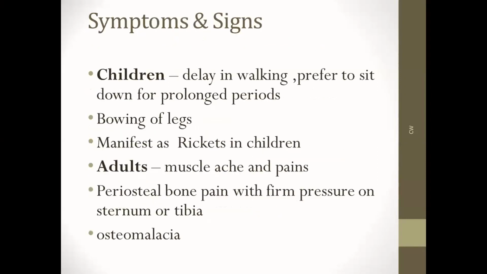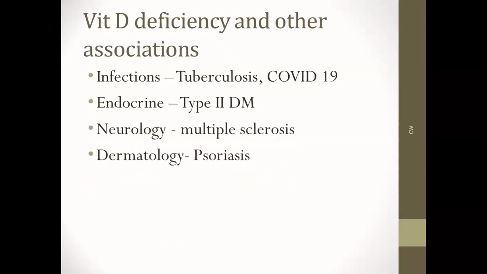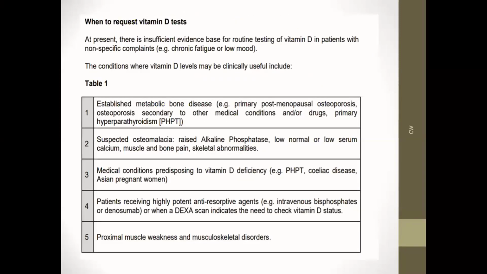Symptoms: in children, delay in walking, preferring to sit down for prolonged periods, bowing of legs, and it can manifest as rickets. In adults: muscle aches and pains, periosteal bone pain with firm pressure on the sternum or tibia, or osteomalacia. Other associations with vitamin D deficiency: infections, tuberculosis, COVID-19, endocrine diseases, type 2 diabetes, neurological disorders, multiple sclerosis, and dermatological diseases, psoriasis. Then when to order the vitamin D level assay.